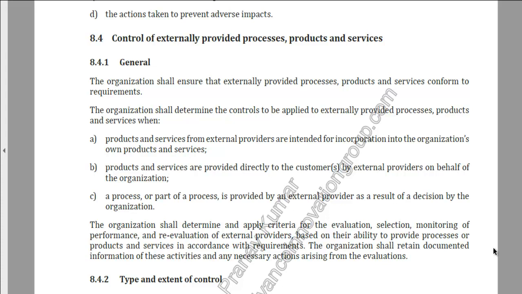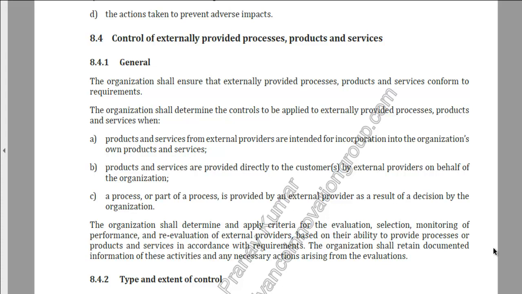Now we are looking at clause number 8.4, control of externally provided processes, products and services. Like always, let's start by reading the clause. 8.4.1 General. The organization shall ensure that externally provided processes, products and services conform to the requirements.